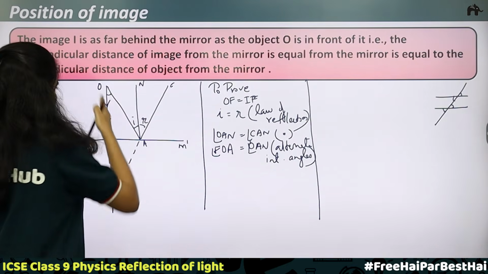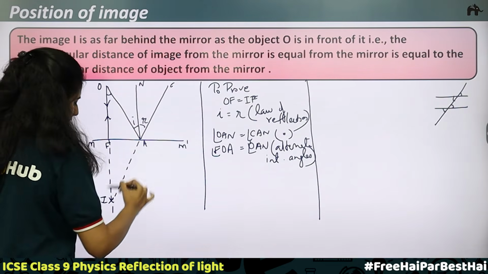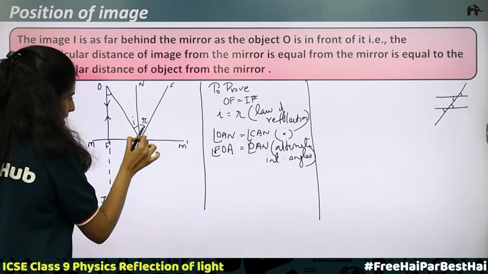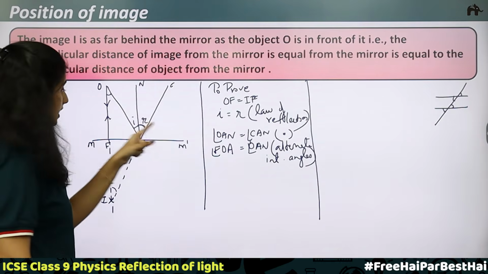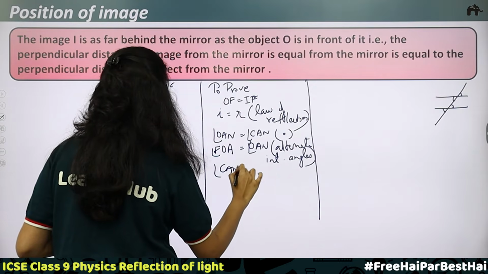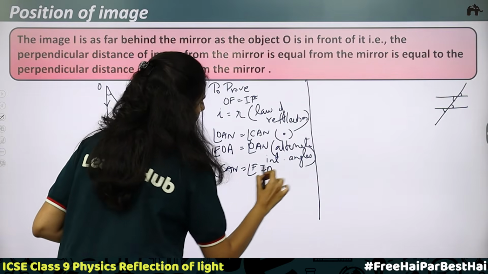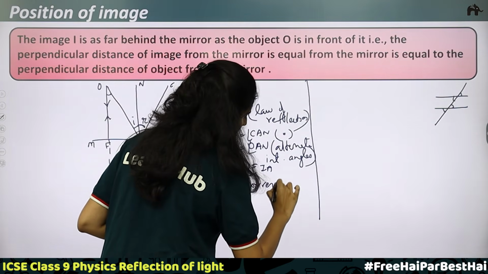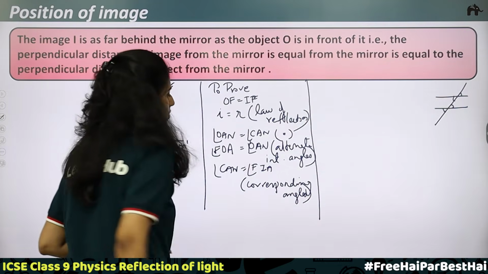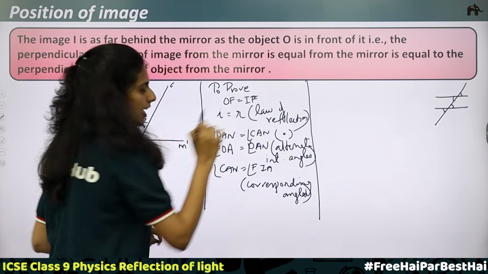Next, this is a straight line, this is a straight line. They are parallel lines. You can take CI as a transversal, which means this angle and this angle will be equal. They are corresponding angles. Therefore, angle CAN is equal to angle FIA. Reason? Corresponding angles. So already we have OAN and CAN are equal.